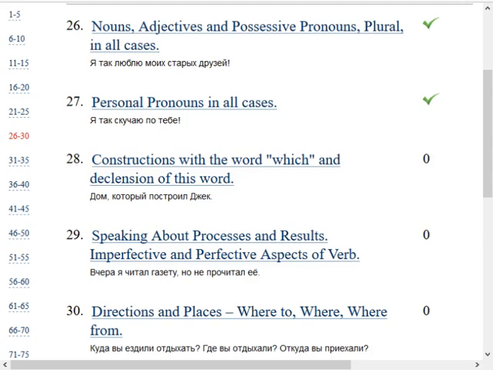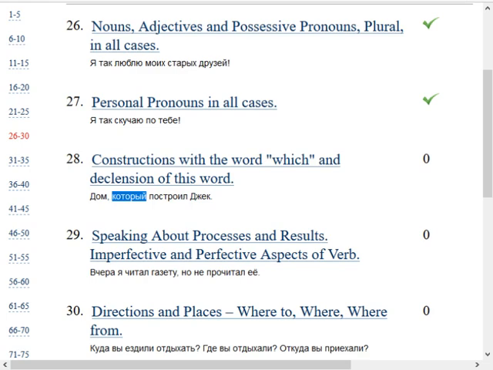We are up to lesson 28. Lesson 28 is about constructions with the word which and declension of this word. I think this is a fairly easy lesson. It's really just about one word, and you can see a form of it here, который. There are different declensions of it, which we'll see in the lesson.